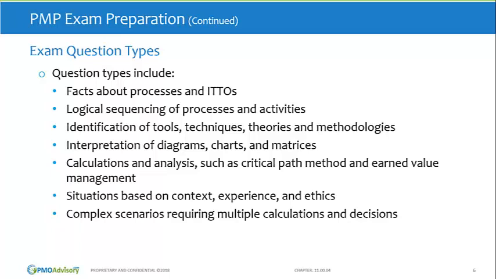Questions will provide situations where the answer depends on context, experience, and ethics. There will also be complex scenarios that might require multiple calculations and a decision process.